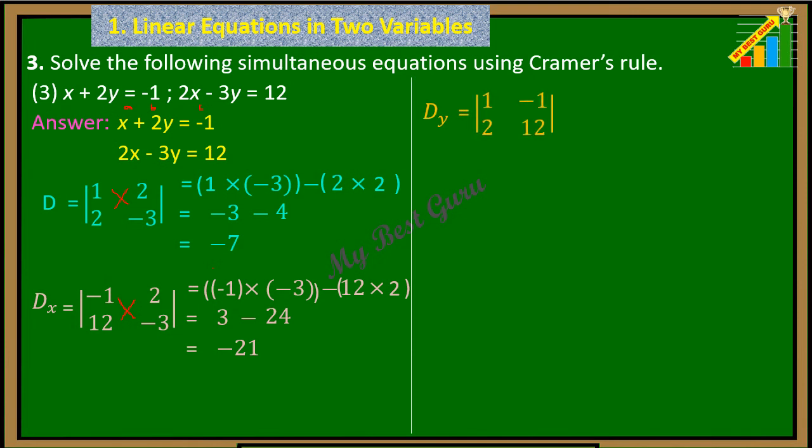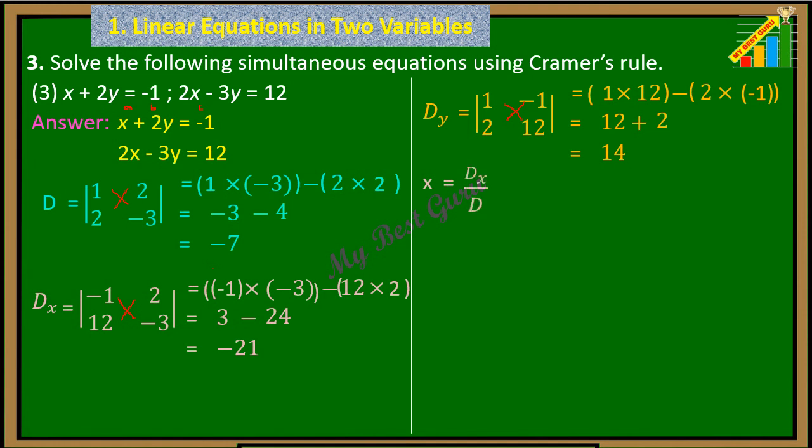Now dy is equal to, you have to take a and c. So here a is 1, 2 and c is minus 1 and 12. Now cross multiply these two, you will get the value of dy. So 1 multiplied by 12 minus 1 multiply with 2. So it is 12 minus minus, it will become plus, and 2 multiply with 1 is 2. So 12 plus 2 is 14. Now find out the coordinates.